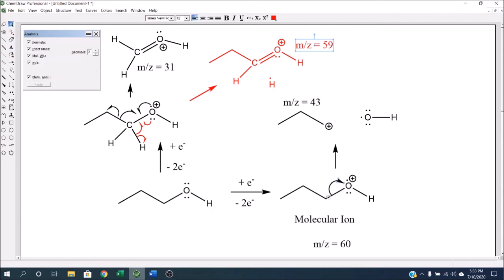Well, let's go back to this molecular ion peak right here. What you'll notice is that the molecular weight is 60.10. Carbon's supposed to weigh 12. Hydrogen's supposed to weigh 1, and oxygen's supposed to weigh 16. So how can that all add up to give you something that has a mass of 61? And the answer is isotopes.